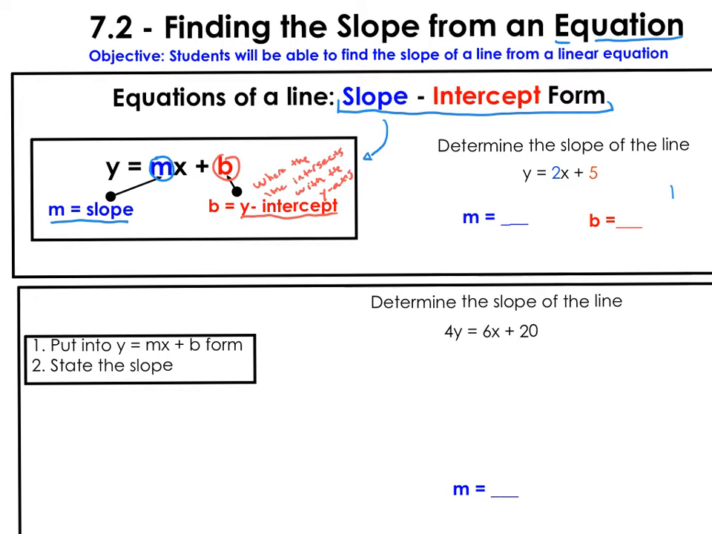But the big thing that you really have to take note of is that for it to be in slope-intercept form, y has to be by itself. Y must be by itself. If y is not by itself, then it's not in slope-intercept form.